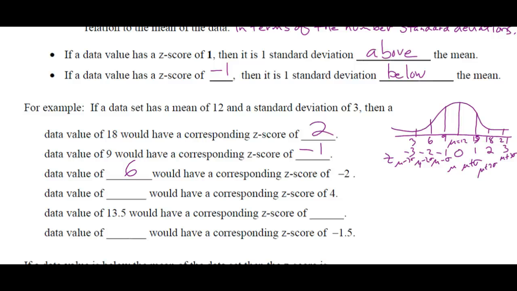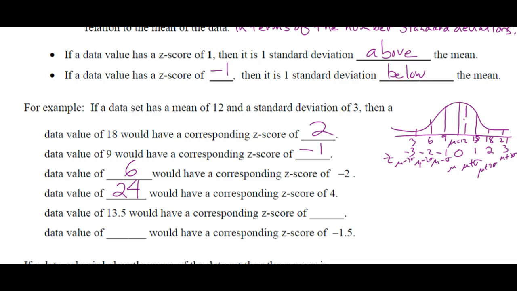Okay, we don't have that here, but where would we go to get a z-score of 4? 24. A data value of 24. That's because almost nothing is out there, right? When you get like 4 standard deviations above or below. A data value of 13.5 would have a corresponding z-score of... So 13.5, that's kind of there, right? Or 1.5.